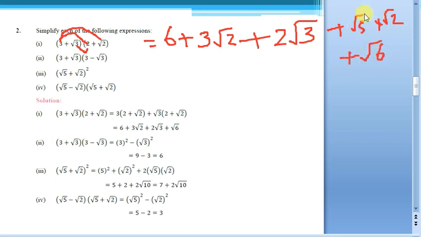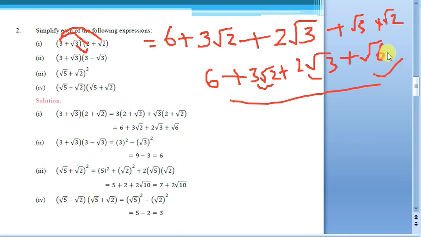When the exponent is the same, you can multiply the bases. So 2 into 3 is 6, and the common exponent is 1/2, which is nothing but our square root. So it will be 6 plus 3√2 plus 2√3 plus √6. Are there any like terms here? These are √3s, these are √2s, this is 6 and this is √6. We can leave it at this step. This is going to be our answer.